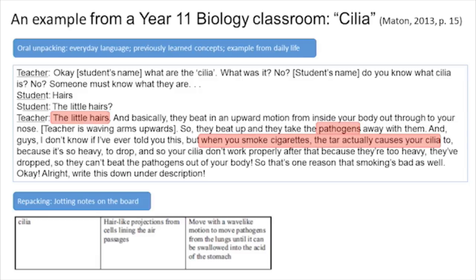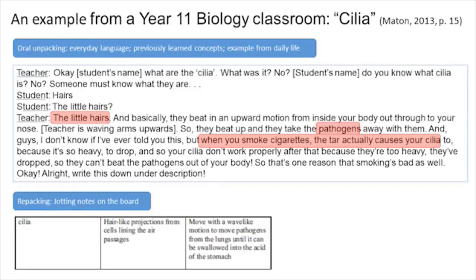Okay, what are the cilia? What was it? No? Do you know what cilia is? No, someone must know what they are. And then some students say, hairs. You notice hairs is not a technical term. The student is using their understanding. And then the student says, the little hairs, and the teacher first affirms their everyday understanding, the everyday wording, the little hairs.